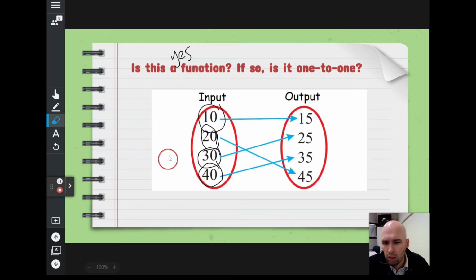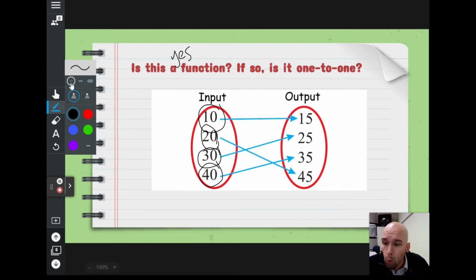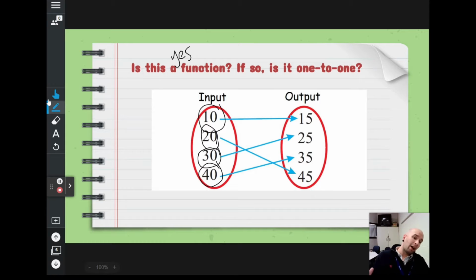So the next question is, is this one-to-one? Well, one-to-one means every x value has its own unique y value, which means x values definitely can't share, but the y values can't share either. And to answer this guy, the answer is yes. 10 goes to 15 and 15 only. 20 goes to 45. 30 to 25. 40 to 35. The output doesn't repeat either. So this is one-to-one because every x has its own y.